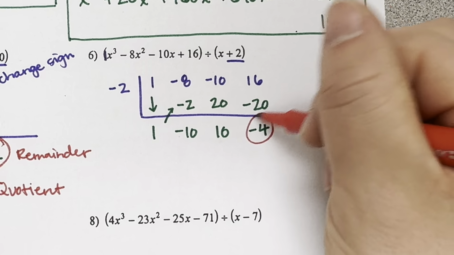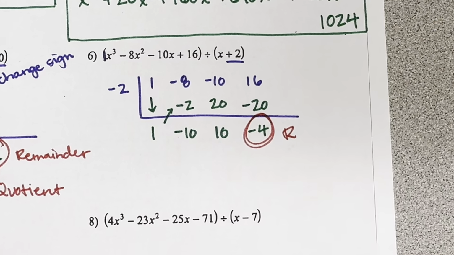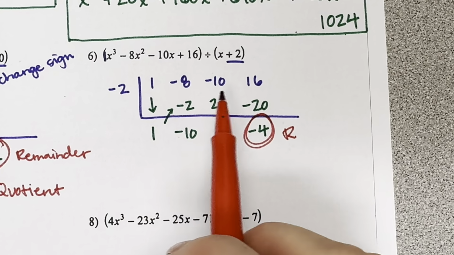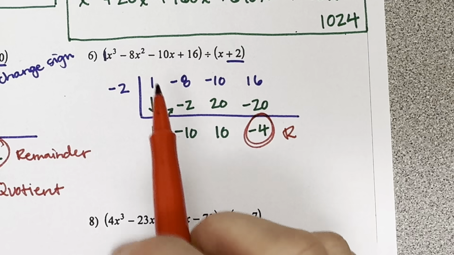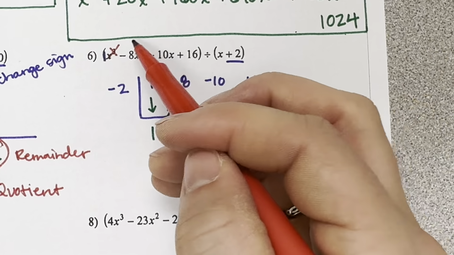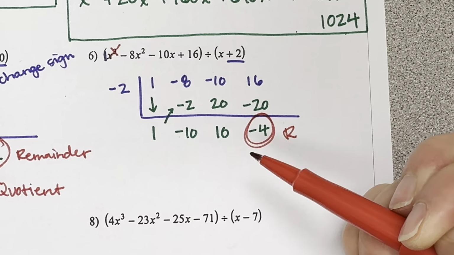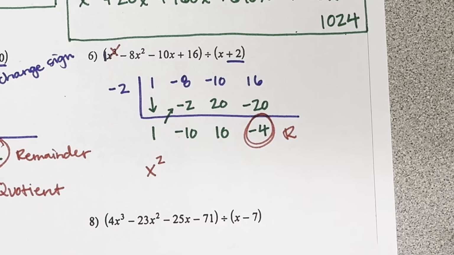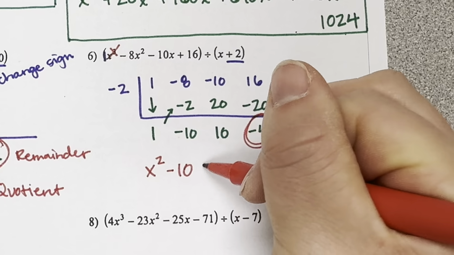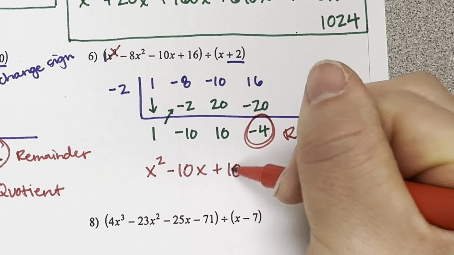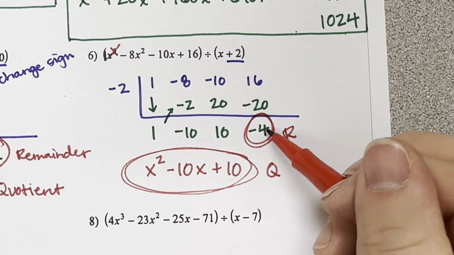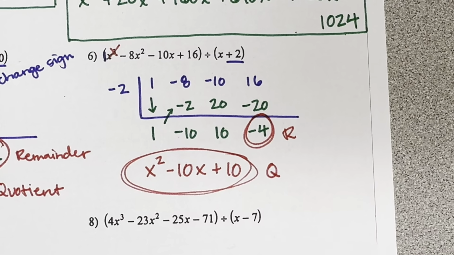Okay, so whatever number you get last here, that is your remainder. I'll just label it with an R. We took off our variables to use synthetic, so we took off the x's. We got to put them back on. We just have to drop a power. So it started with 3. We're now going to start with x squared. So 1x squared, or simply x squared, minus 10x plus 10. This right here is our quotient. Negative 4 was our remainder.